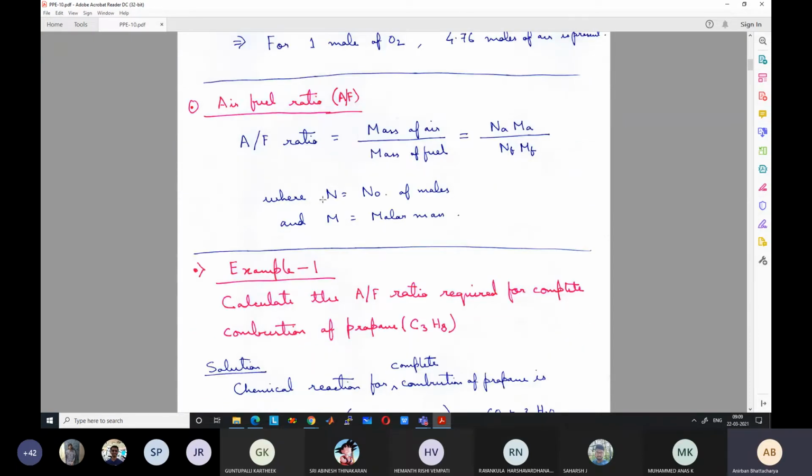Then we will define another quantity, air fuel ratio. Again, in IC engines, you must have read about it. The same thing is required here.